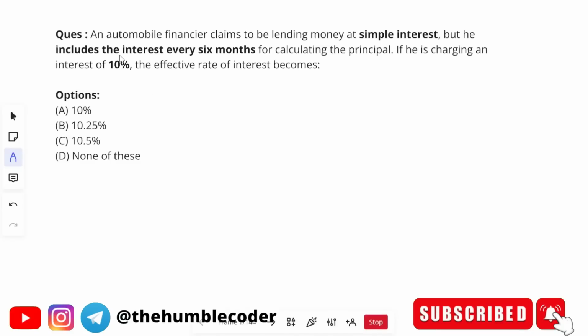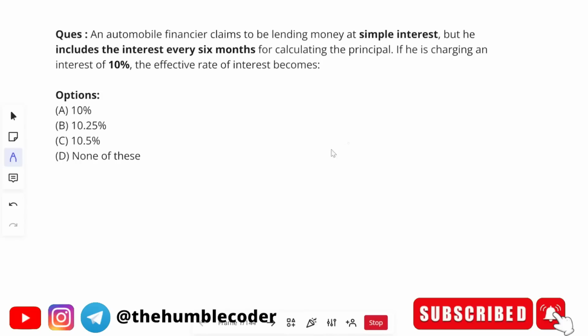Let's look at this question that we have. An automobile financier claims to be lending money at simple interest, but he includes the interest every 6 months for calculating the principal. If he is charging an interest of 10%, the effective rate of interest becomes what? See, this is again an easy question only, but you have to be attentive while solving it.